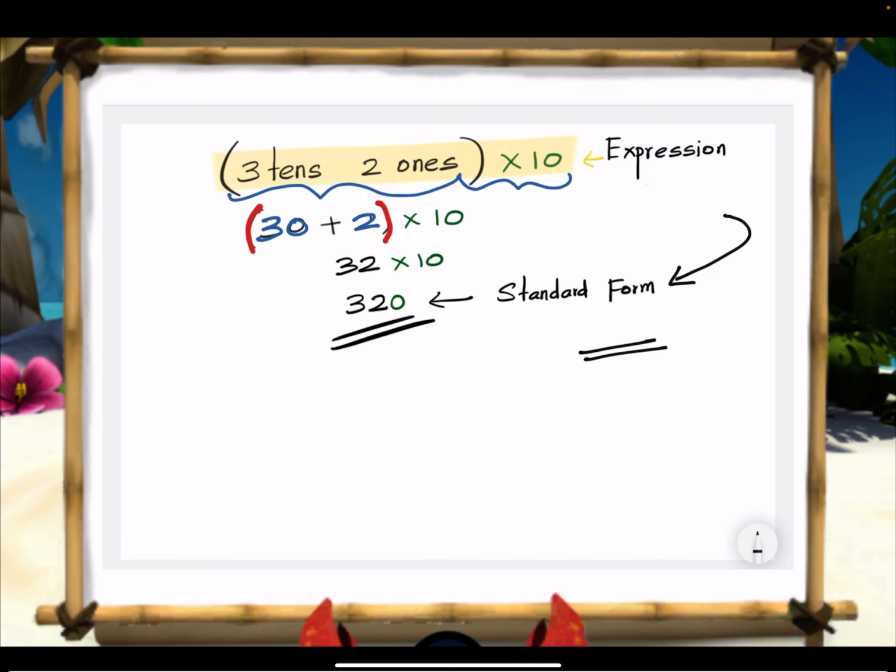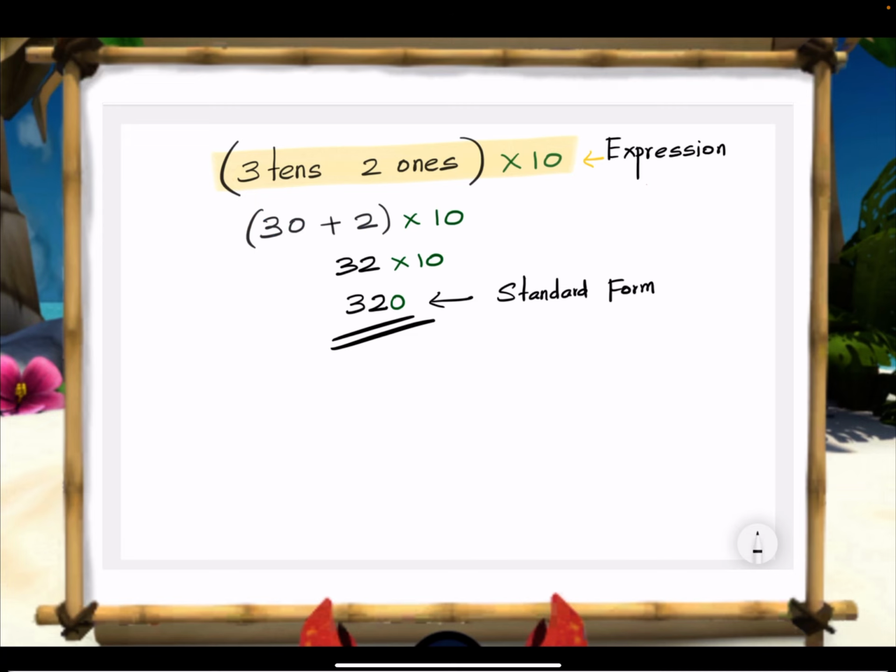Whenever you see a parenthesis, you have to do the numbers or digits which are inside the parenthesis first. If it is an addition, do addition. If it is subtraction, do subtraction first. So since it is a plus sign, we go for addition. 30 plus 2 becomes 32. So this is 32. Okay? And then we multiply with number 10.